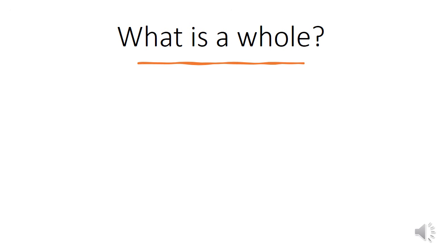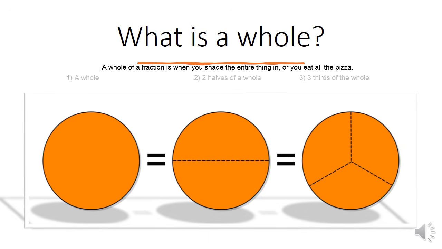What is a whole? A whole of a fraction is when you shade the entire thing in, or you eat all the pizza. Number 1 is a whole, like a full part, because it's entirely covered in. Number 2 is 2 halves of a whole, or also known as 2 over 2, because all of them are colored in. And then it's still equal with 1, a whole, right guys?